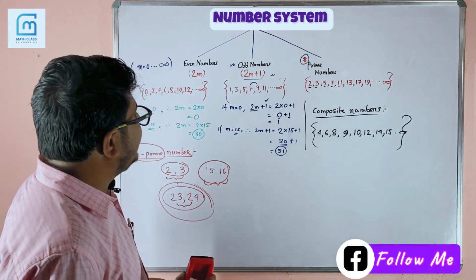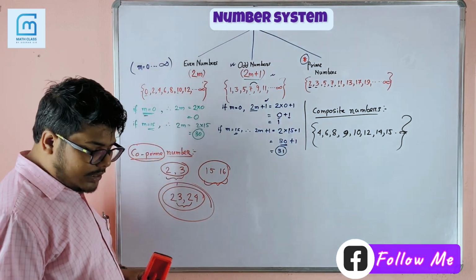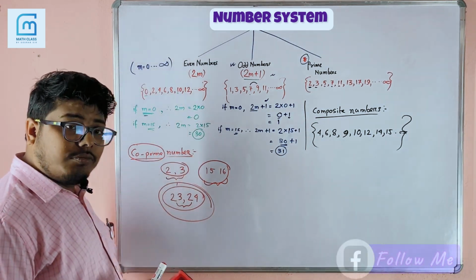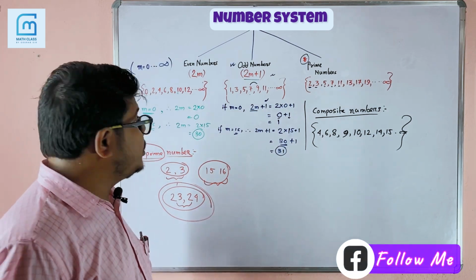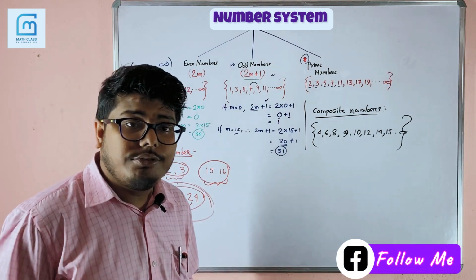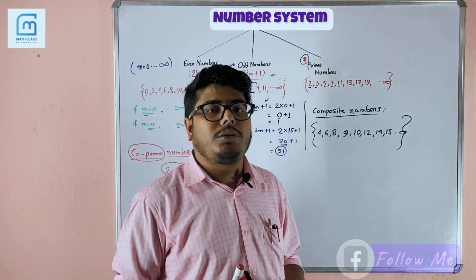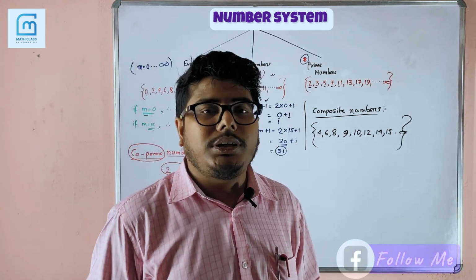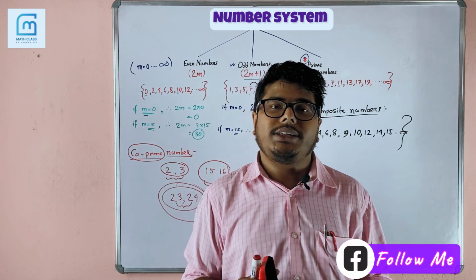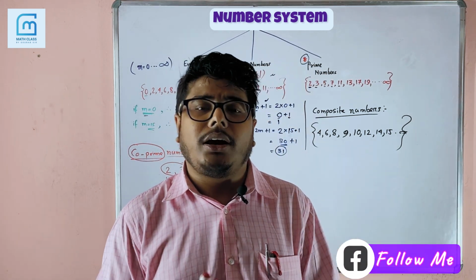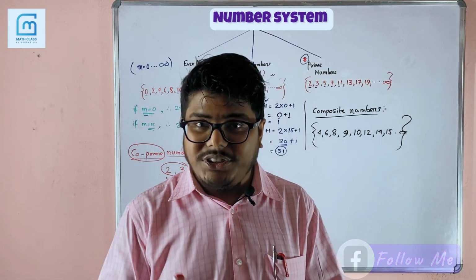So we have already learned about the numbers which are co-prime, which are composite, which are prime, which are odd, and which are even. In a later video we will learn about natural numbers, whole numbers, integers, what are integers, positive integers, negative integers and all. So keep watching the videos.